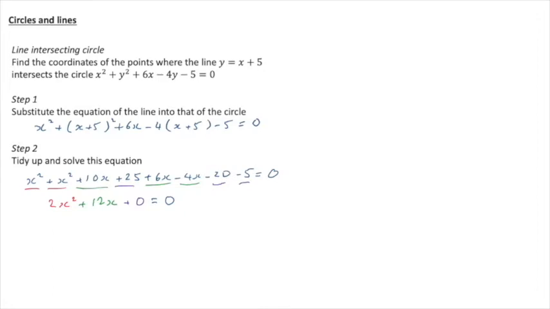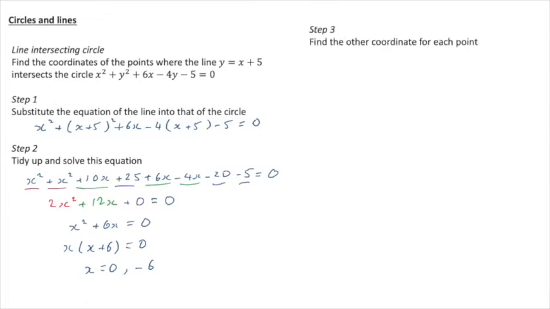And that means we can divide by 2, therefore we've got x squared plus 6x is 0. We can factorise that straight away. x times x plus 6 is 0, and that tells us that we have either x is 0 or x is minus 6. Step 3, find the other coordinate.